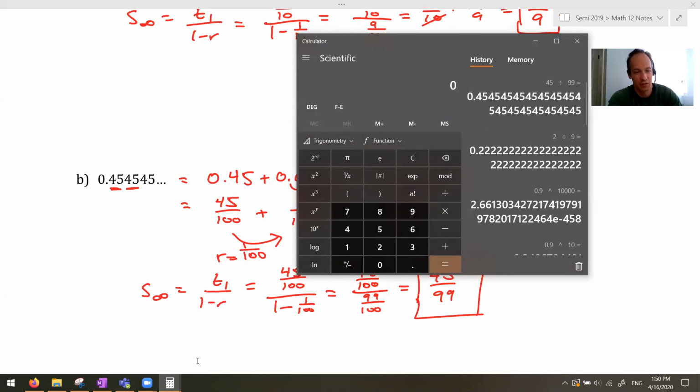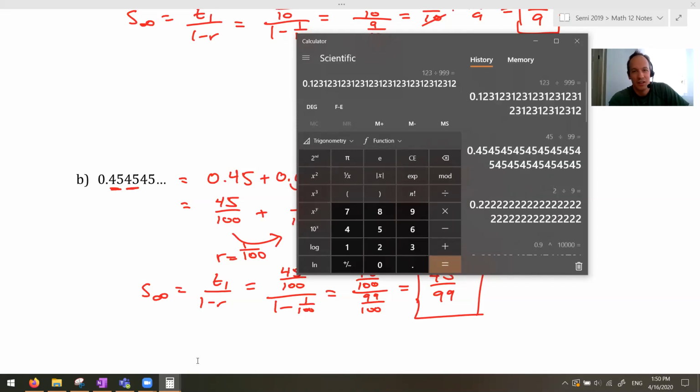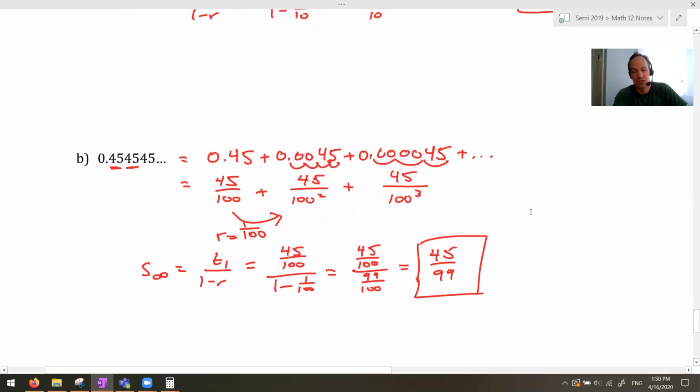So let's actually just try it just for fun. 123 divided by 999. I think I said 99, I meant 999. There you go. Okay, so I don't necessarily know if that's something you would memorize. I think it'd be more useful to figure it out, but that's a nice little interesting result.